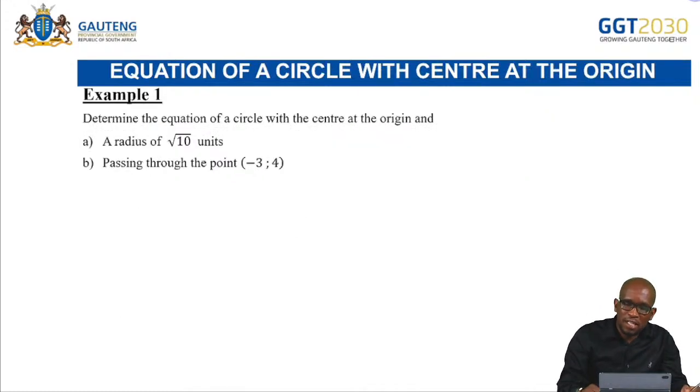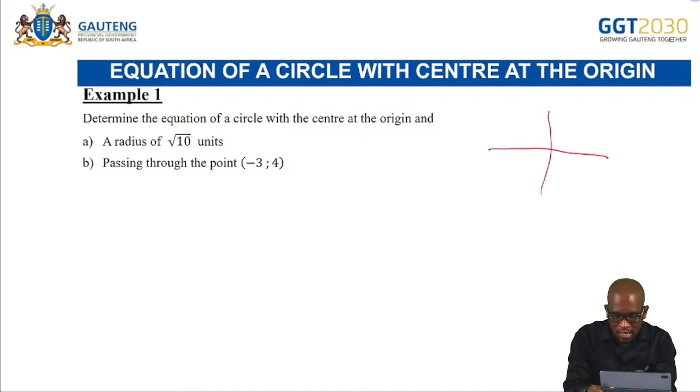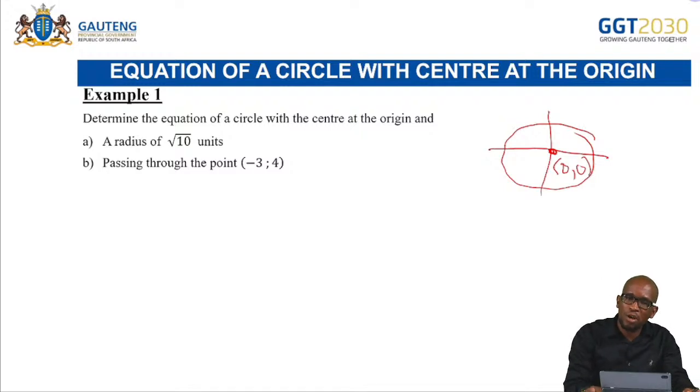The equation of a circle that is centered at the origin. Now, an imaginary circle can be drawn here. If it is centered at the origin, then the center there is given by 0:0. The abscissa is 0 and the ordinate is 0 as well. That is the first circle that we're going to look at, the one whose center is at the origin.